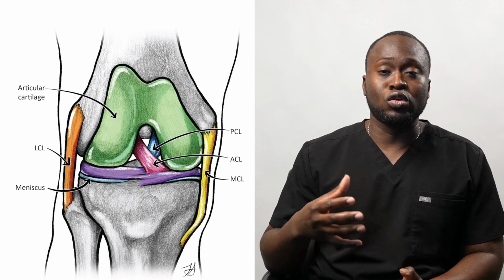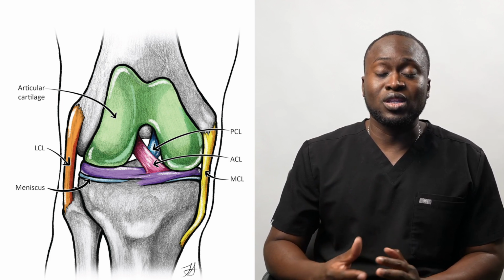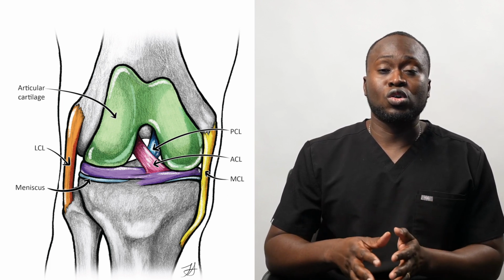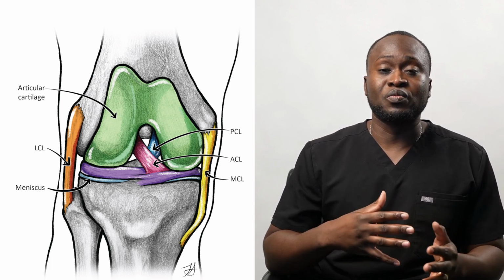All right, and in the knee joint, you also have on the sides the medial and the lateral collateral ligaments, the MCL and the LCL. And in between the joint, you have the meniscus, which is sort of like a cushion in between the joint. So that's the basics, ACL, anterior cruciate ligament.